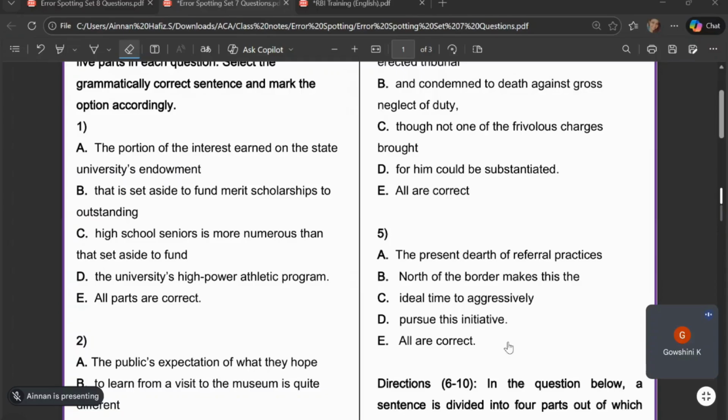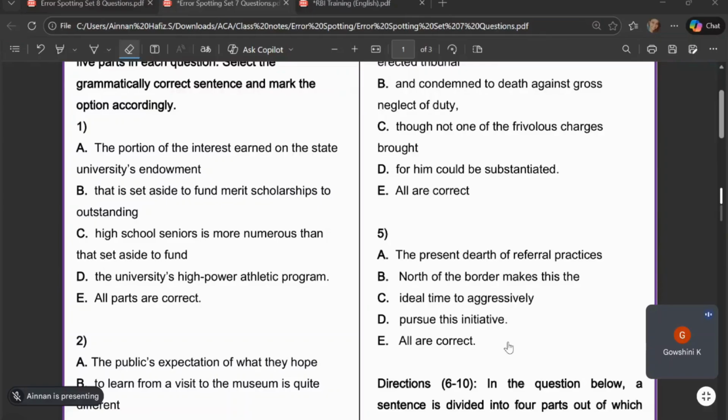Ma'am, in A, before interest, it should be "and," ma'am. Okay. Ma'am, I say it's B because that is set aside to fund merit scholarships for outstanding high school seniors. For outstanding. Okay. What was the first error? A. Who gave me the answer for A? Gaussian. Okay. What was the error there?